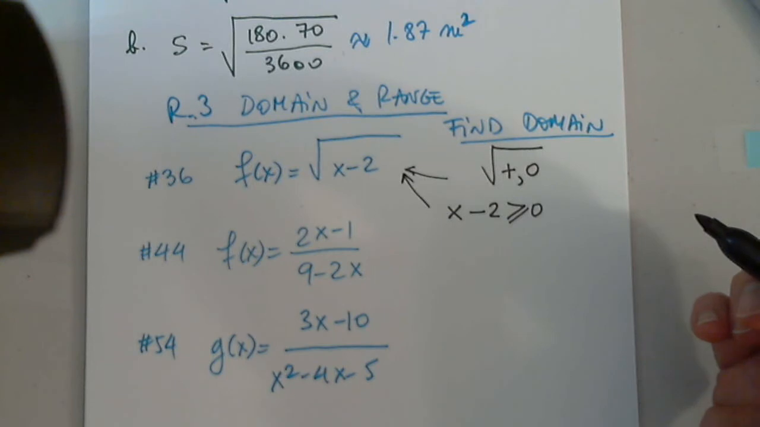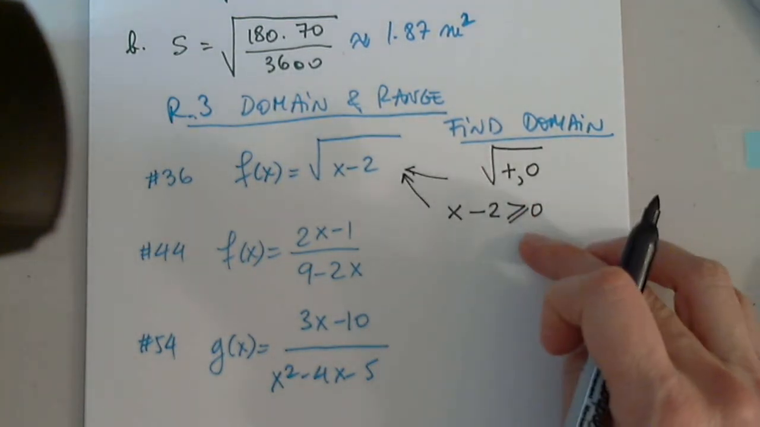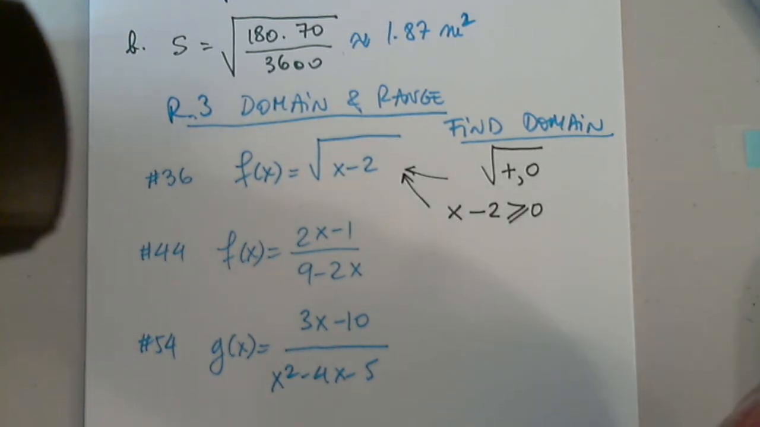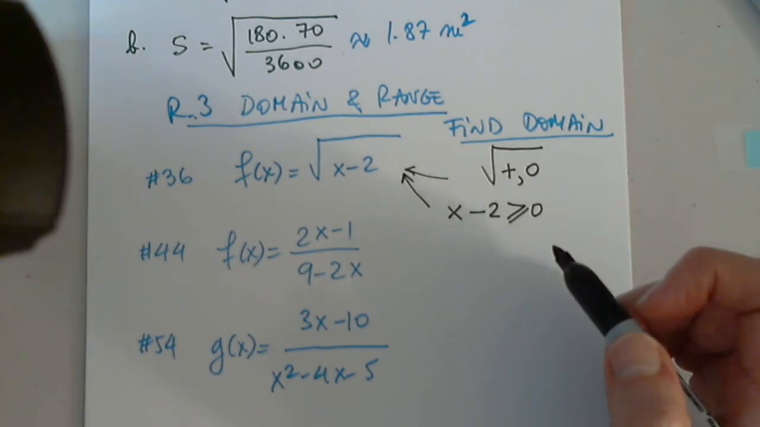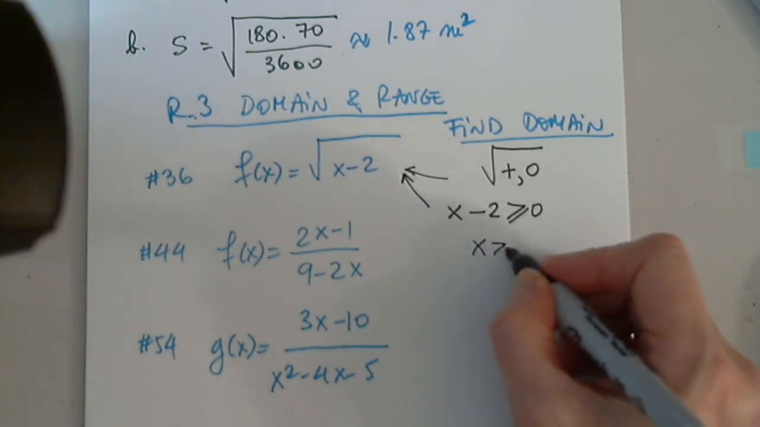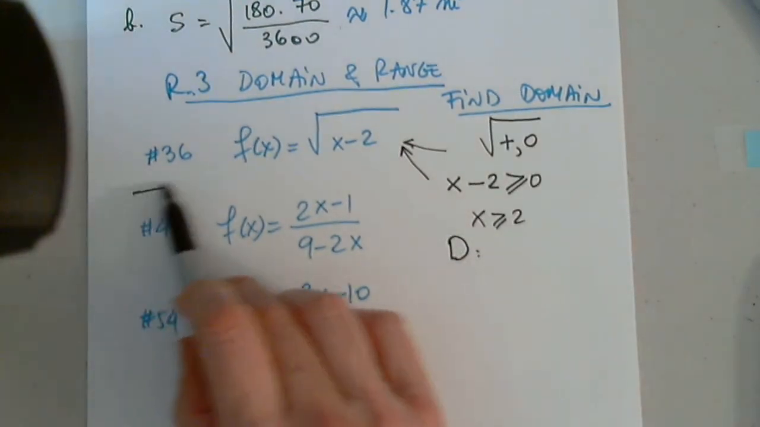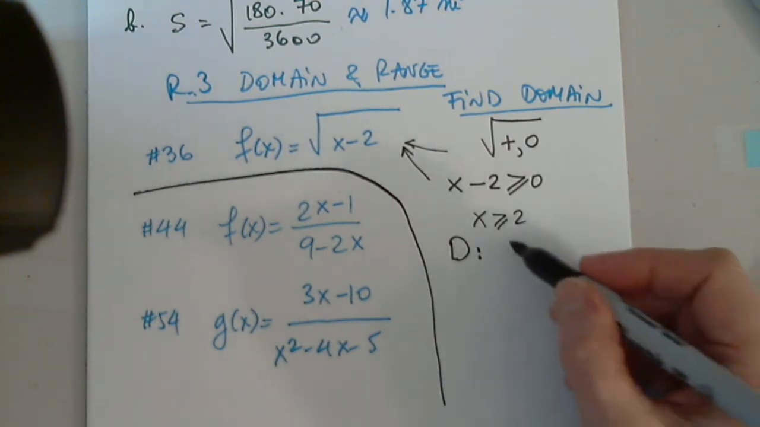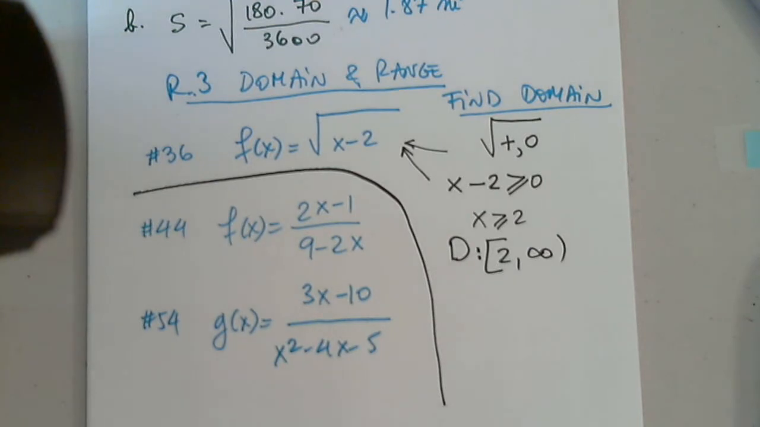Now I solve. I don't need to solve. I need to show first what it means and what I'm trying to do. And now I solve. So how do I solve this? Add 2 to both sides. Right, x greater than or equal to 2. So then what is the domain for problem 36? Bracket 2 to infinity. Perfect. That's the domain and it's done.